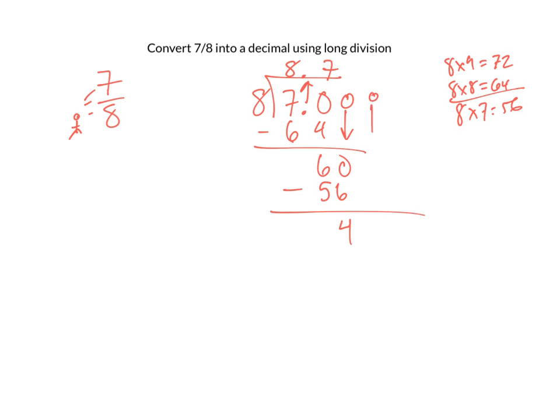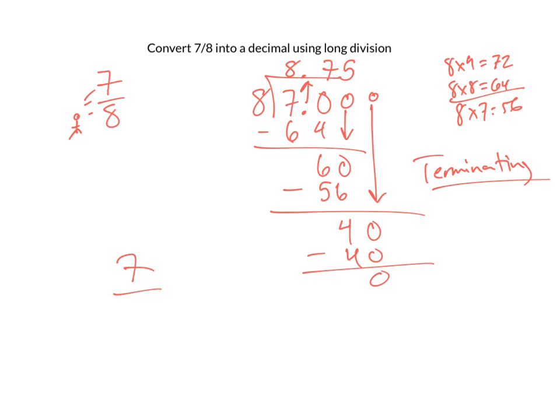Nothing to bring down, so I'm going to add a 0, bring that down. 8 goes into 40 exactly 5 times. So therefore 7/8, and let's see, actually, let me finish my problem. Okay, perfect, I'm done. We have ourselves a terminating decimal. Awesome. So we have a terminating decimal.